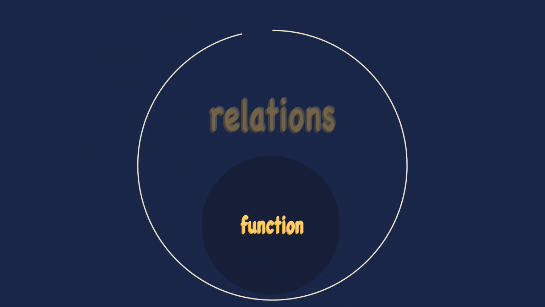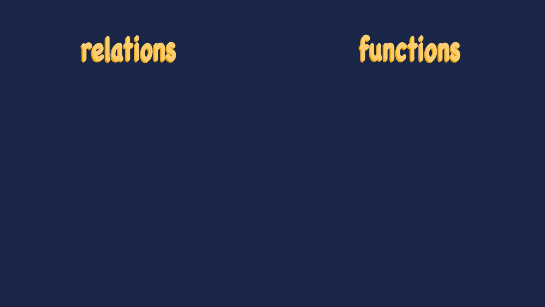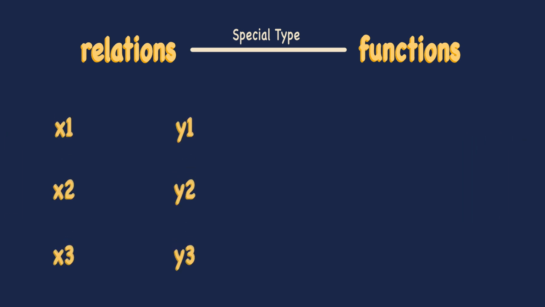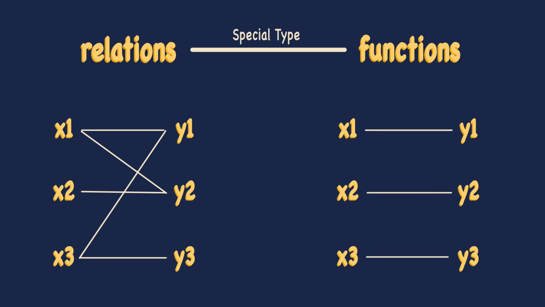However, not everything is a function. There is a bigger idea called relations. A relation is simply a set of inputs and outputs. It may sound similar to the function, but in fact, functions are a special type of relation, just like a square is a special type of rectangle. While relations can be any inputs and outputs, functions require every input value to have exactly one output value.